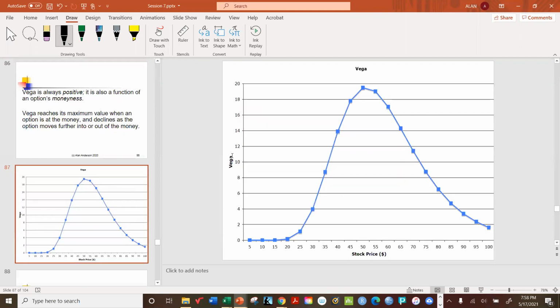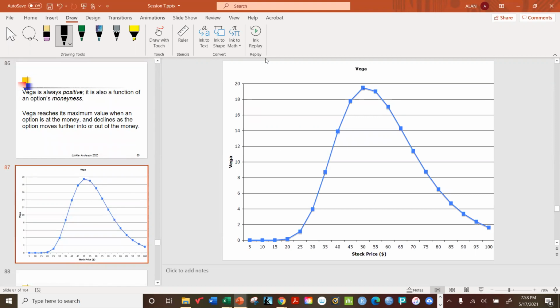Here's the graph. And like I said, it does look a lot like the gamma. The main difference here is that the numbers are a lot larger. Remember the gamma, it only went as high as 0.03. Here it's 20, but that's because they're interpreted differently. For all practical purposes, the graphs are identical to each other.